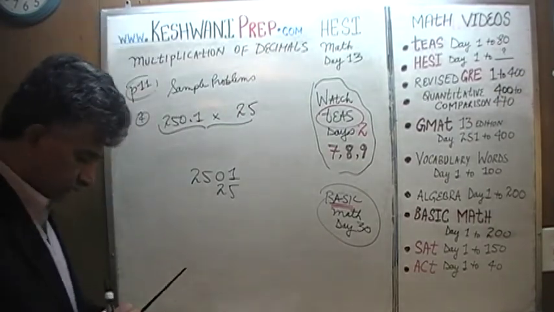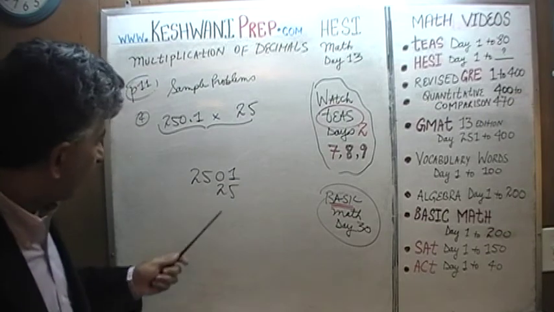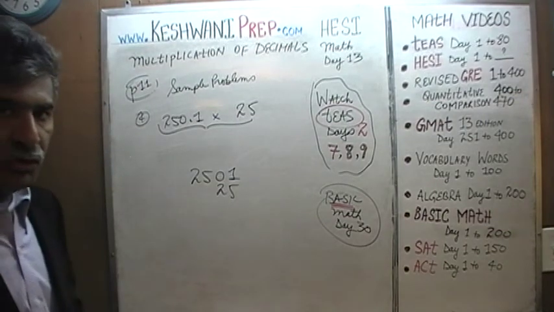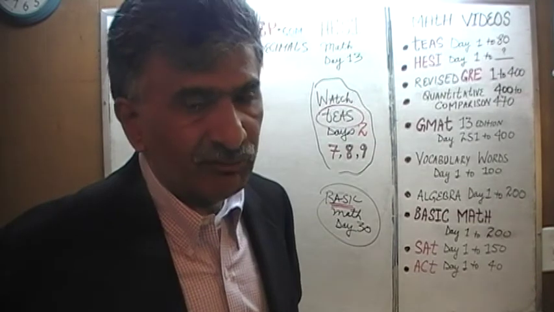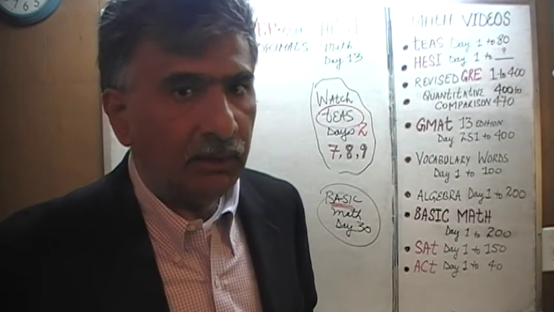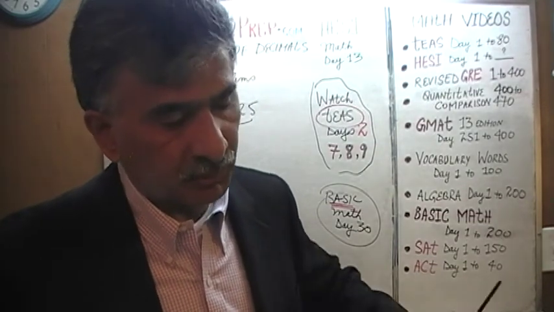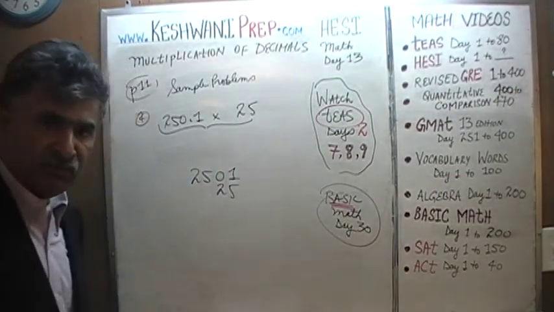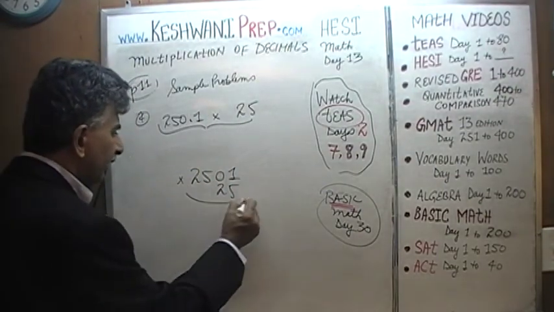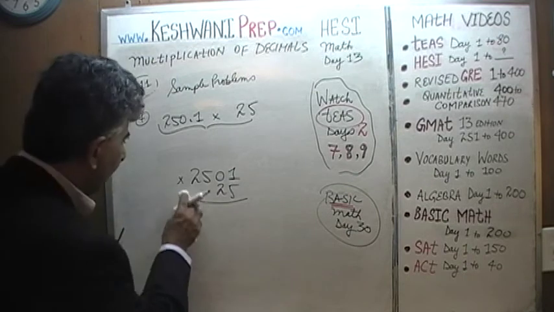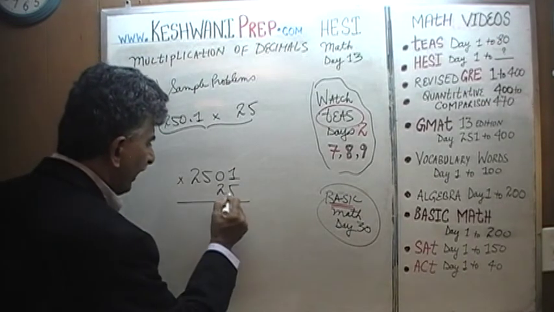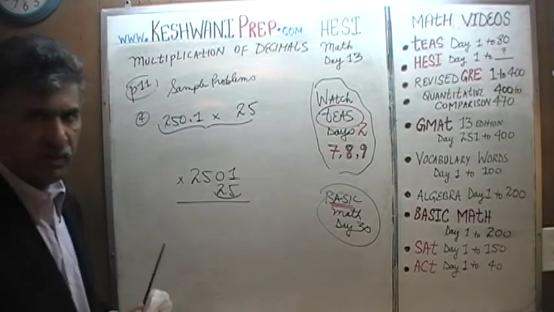Let's continue. We have to multiply 2501 by 25. I'm going to show you two different ways to do it. First, we're going to do it the grown-up method, and then I'm going to show you the baby method. The baby method is something that you already know probably. The grown-up method simply tells me that instead of multiplying first by 5 and then by 2, we're just going to multiply by 25 altogether.